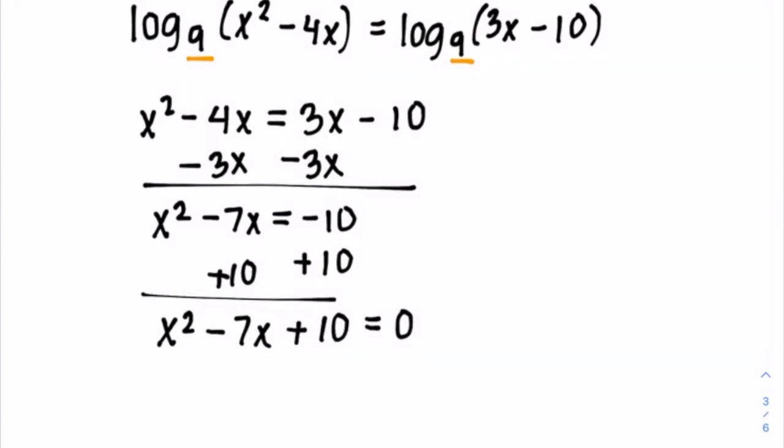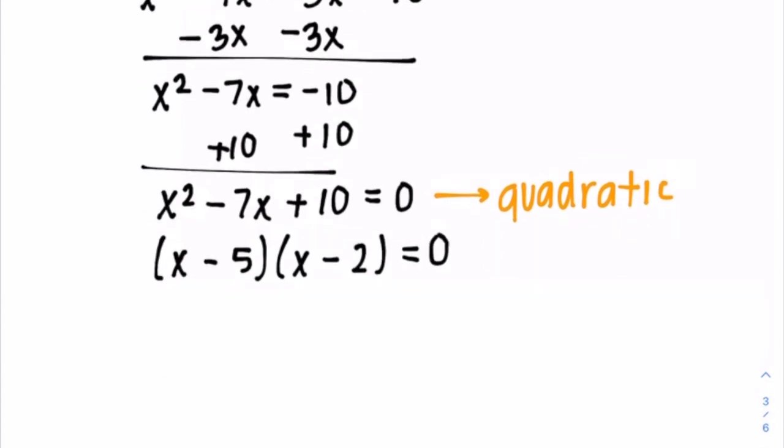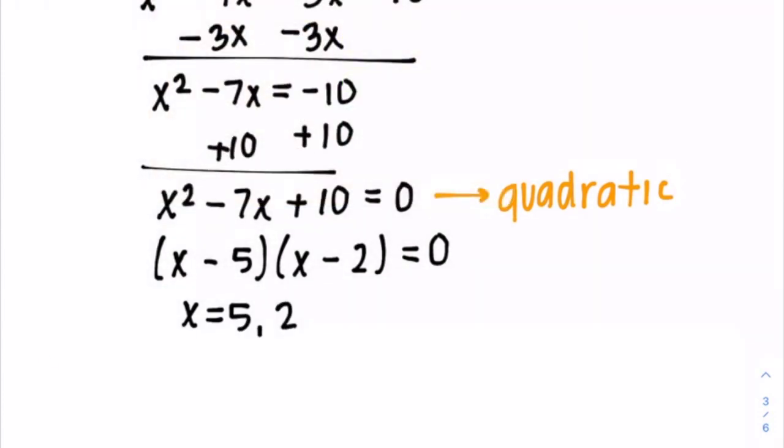And again, this is a quadratic equation. We can also solve this one by factoring. So we're looking for two numbers that multiply to give us positive 10 and add to give us negative 7. And those two numbers are negative 5 and negative 2. So x is equal to 5 and 2. Don't forget to check the answers.